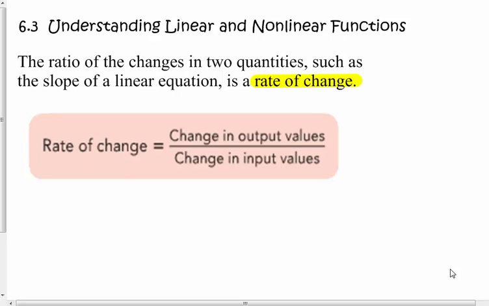Understanding linear and nonlinear functions. This is on page 19 in your packets. You can also find this, it starts on page 267 of your textbook.